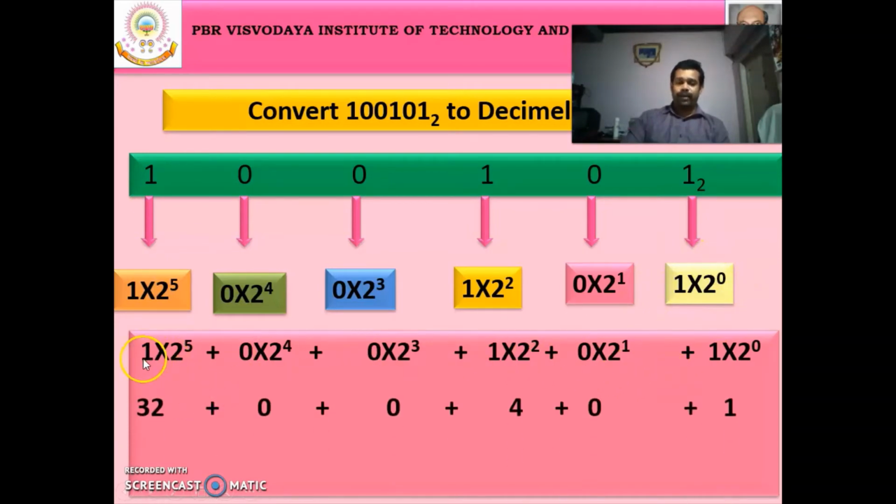So 1 into 2 to the power 5 is 32. 0 into 2 to the power 4 is 0. 0 into 2 to the power 3 is 0. 1 into 2 to the power 2 is 4. 0 into 2 to the power 1 is 0. And 1 into 2 to the power 0 is 1. So totally we are getting 37 to the base 10. So we have converted this binary number to decimal.